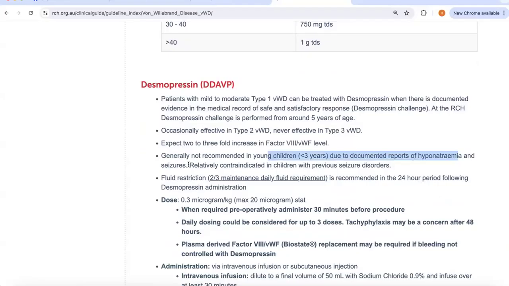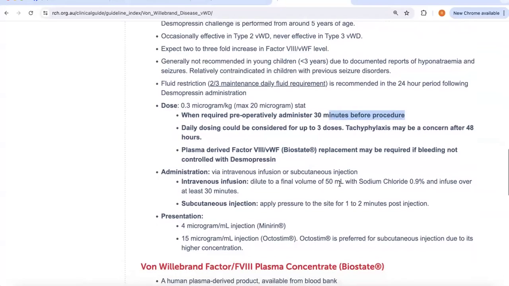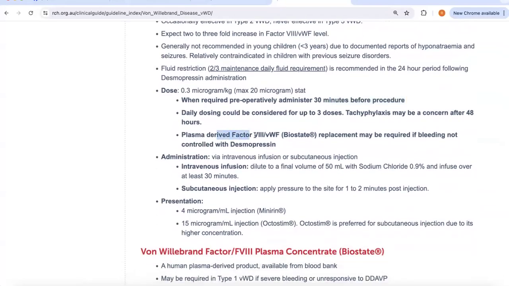This type of treatment is usually needed if a patient with known von Willebrand disease is going for some kind of procedure, like a dental procedure. Then you can give desmopressin prophylactically to minimize the bleeding. When required, pre-operatively administer desmopressin 30 minutes before the procedure. Now, the only time we will use factor 8 von Willebrand factor replacement is if a patient is actively bleeding and not getting controlled with desmopressin.